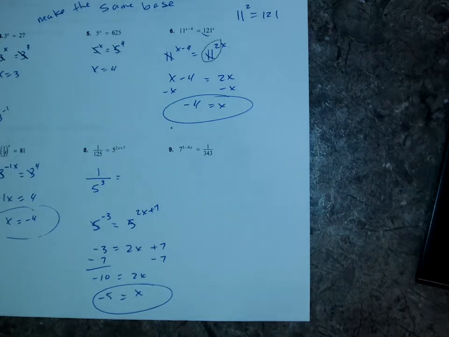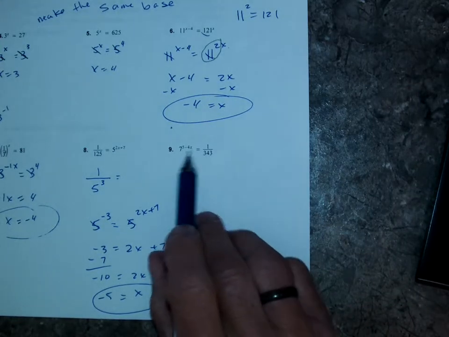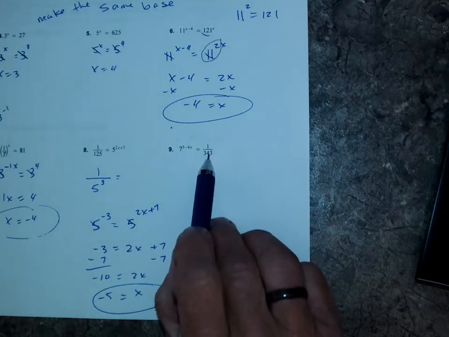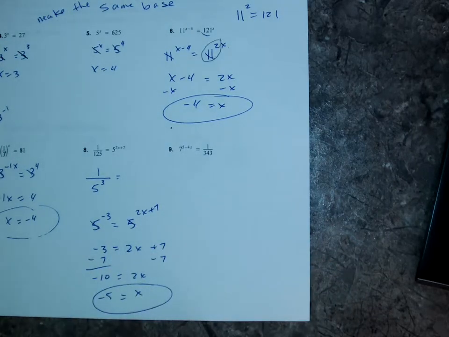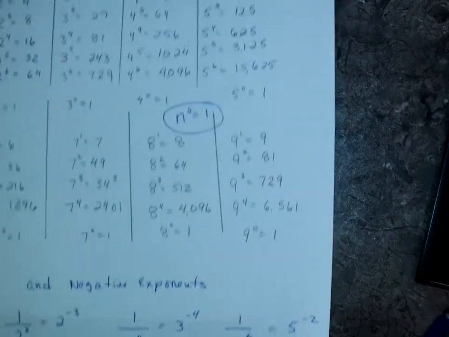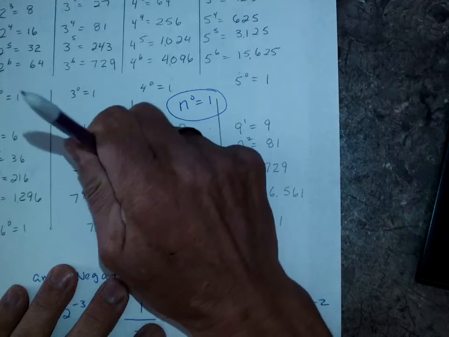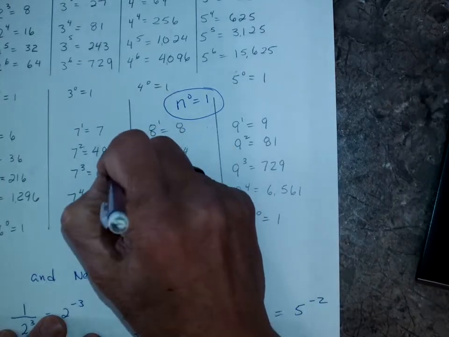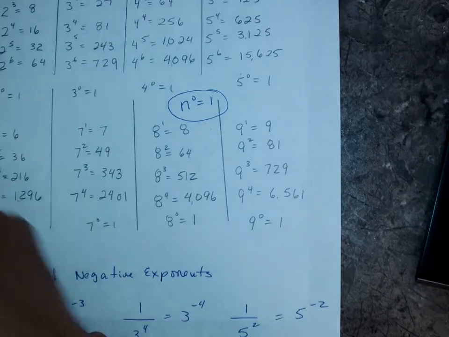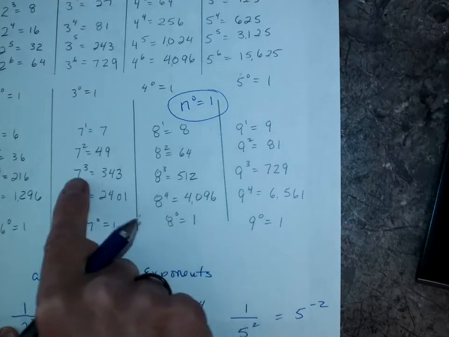Okay, 9. 343 has got to be some 7. I mean, we've got a hint. To solve, it's got to be the same base. So, number 9. 343. I'm looking for 7s. For my 7s. Oop, that's a 343. Haha, it doesn't look like 343. It looks like 343. There it is. I'm glad I caught that. Okay, so 343 is 7 to the third.